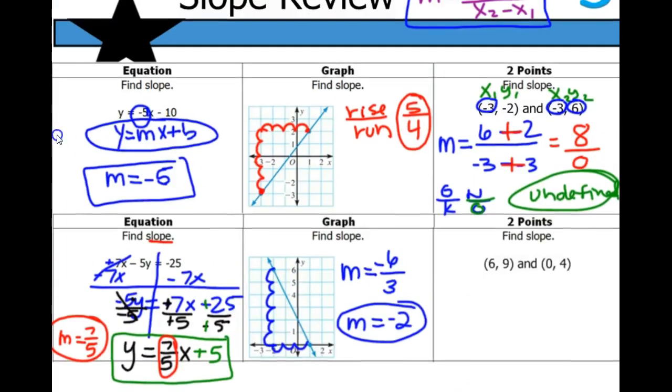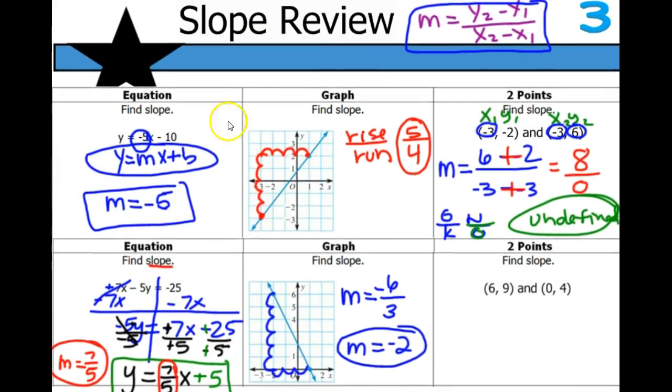Last one, we're going to use our slope formula again. I'll scroll up so we can see that. So I'm going to label my points x, y, first point, x, y, second point, and then let's plug them in. y2 is 4, minus y1, which is 9. Then on the bottom, x2, oops, don't write x2. What is x2? x2 is 0, minus x1, which is 6.